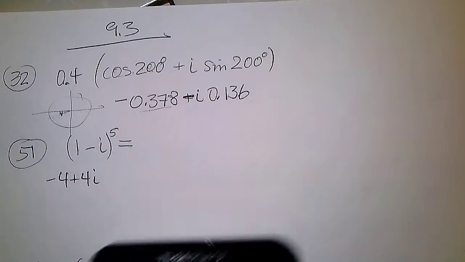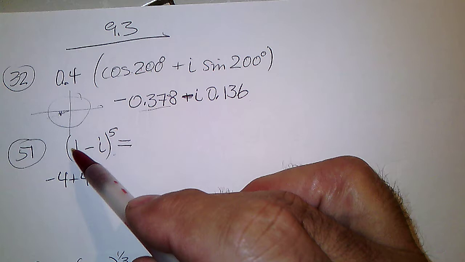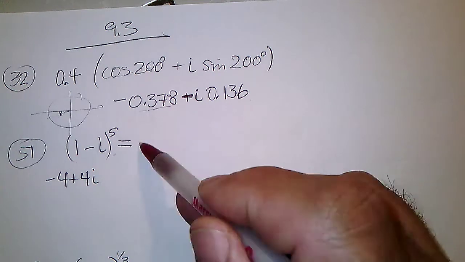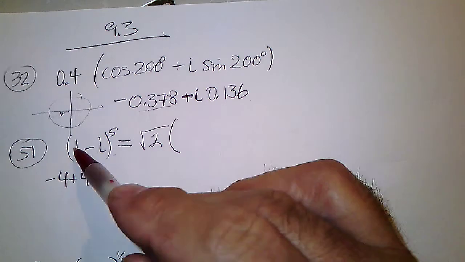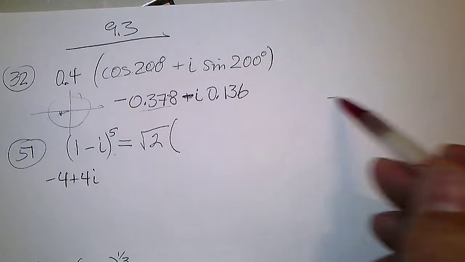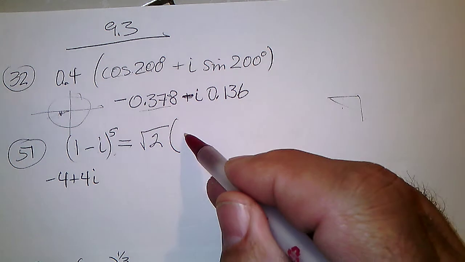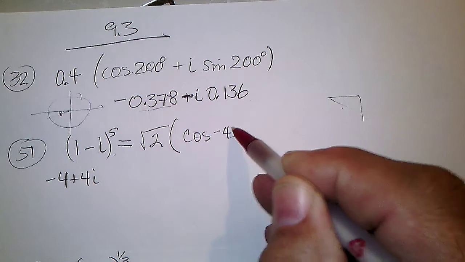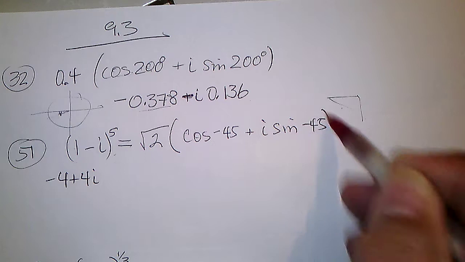But I want you to use de Moivre's theorem, which says change this to polar. So the radius would be 1 squared plus minus 1 squared. So that's square root of 2. And if I'm going 1 and minus I, the angle is minus 45. So I'd have cosine minus 45 plus I sine negative 45.